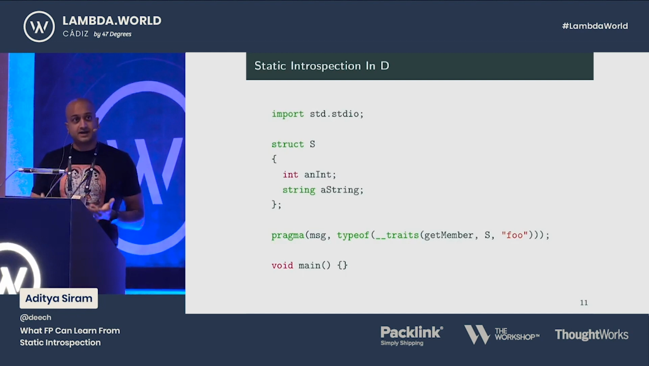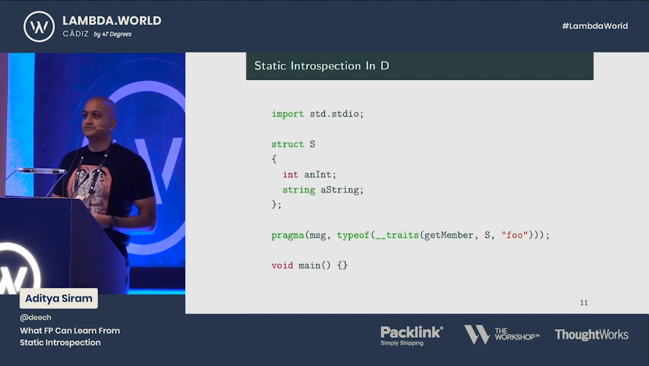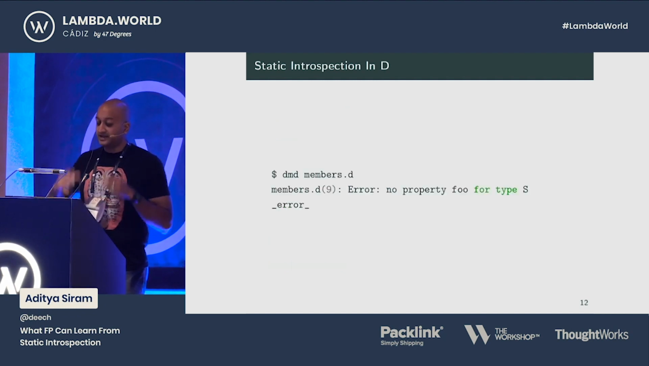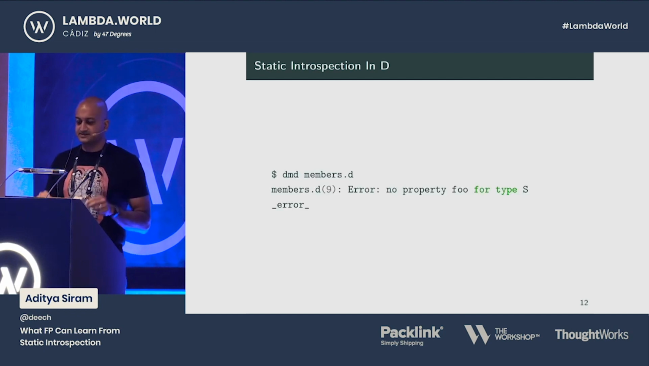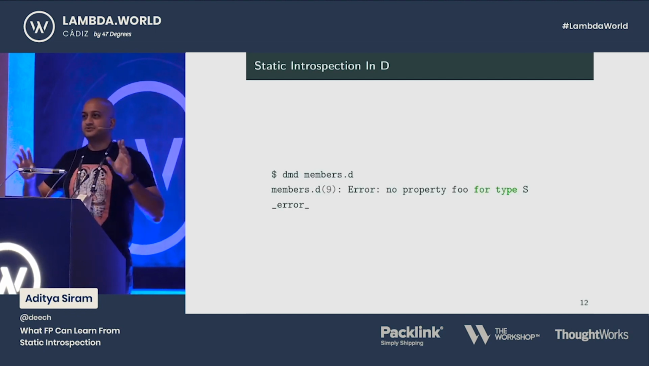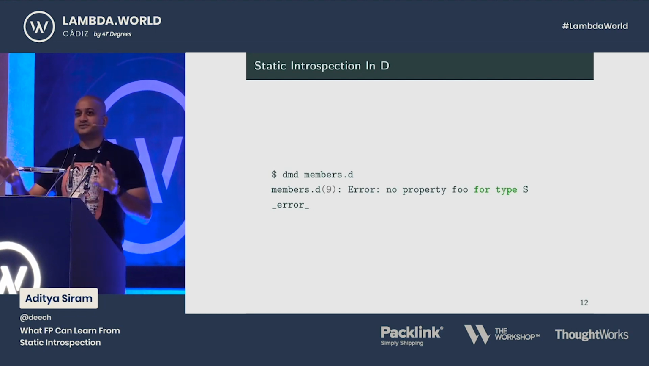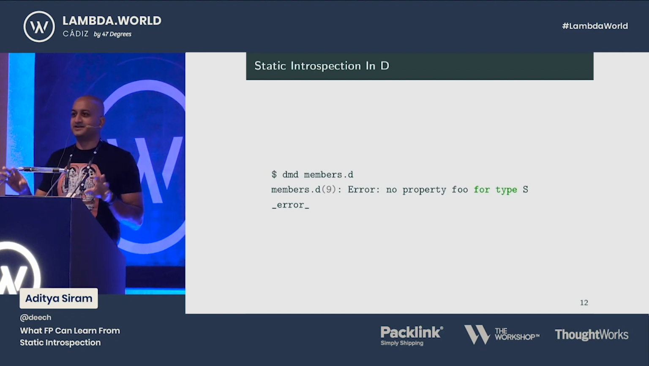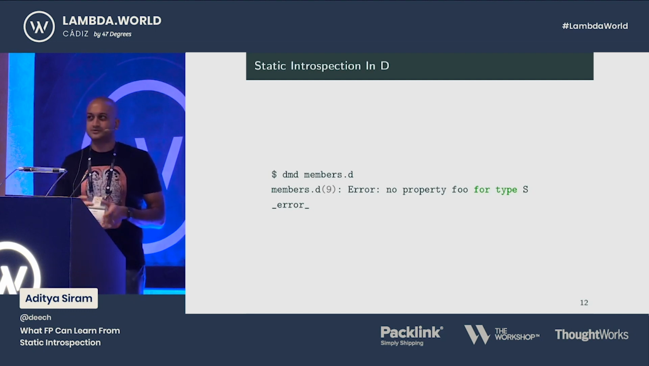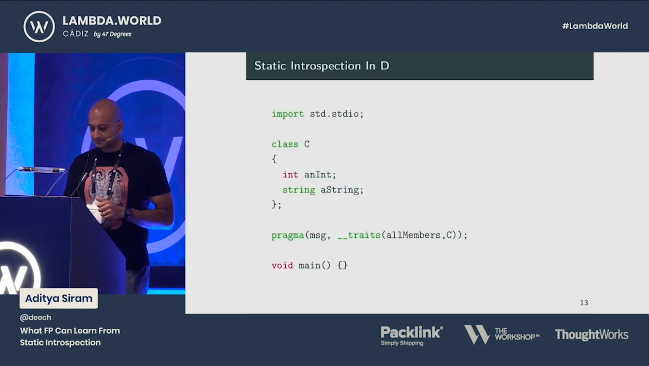And if you try and get something that doesn't exist, so here I'm trying to get a member called foo. Foo does not exist inside the struct. You get a compile time error message that says that there's no property foo for type S. So even though we're dealing with strings, and maybe some of us like types and don't like stringly typed programming, at compile time those strings are checked. So there's some level of safety there.